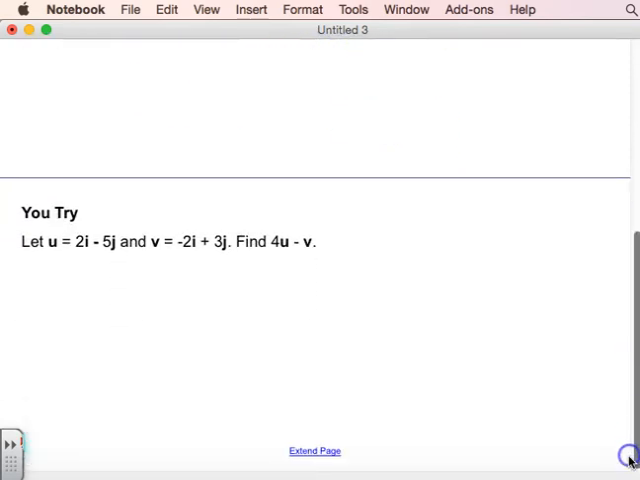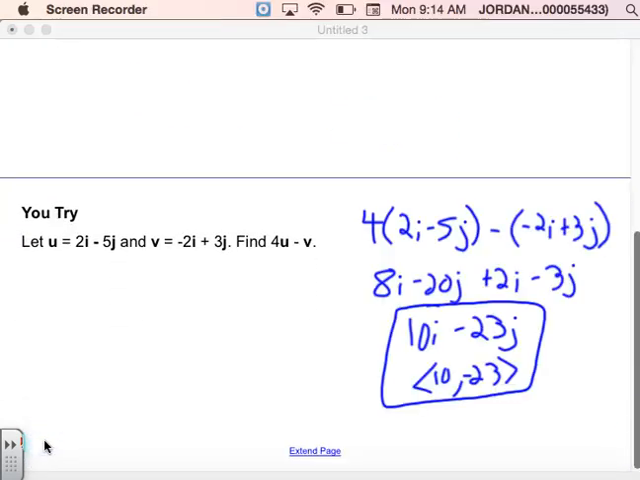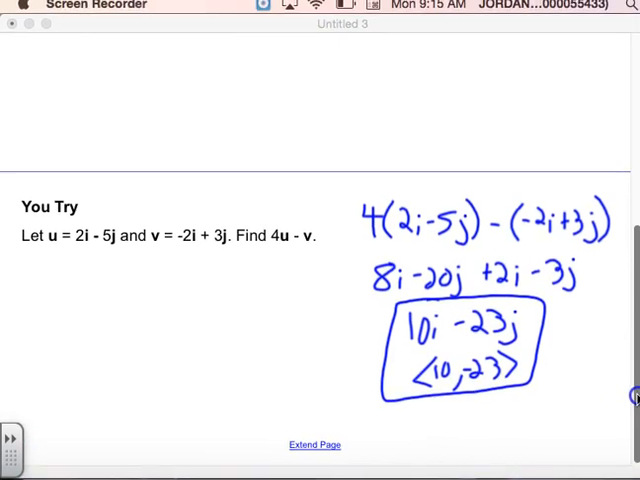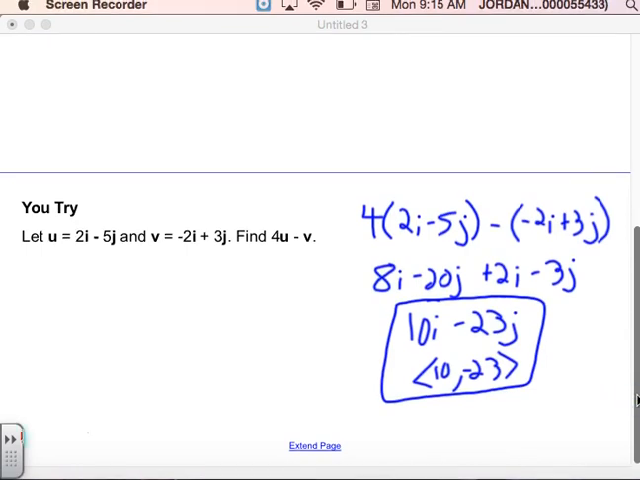Go ahead and try the one down here, and then we'll go over it and see how you do. All right, so right here you can see the work. 4 times the u vector gives us 8i minus 20j, and then negative v is plus 2i minus 3j. Once you multiply by the negative, then you just combine like terms. 10i minus 23j is your answer in unit vector form, or if you want to write it in component form, you write <10, -23> inside your angle brackets. I'm not really sure what the terms for those are. I have to look that one up.